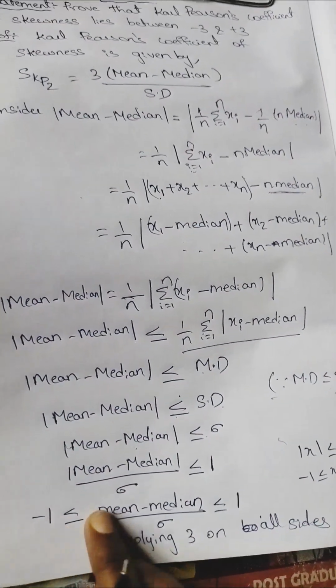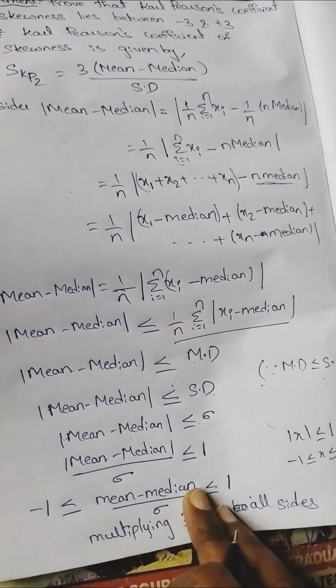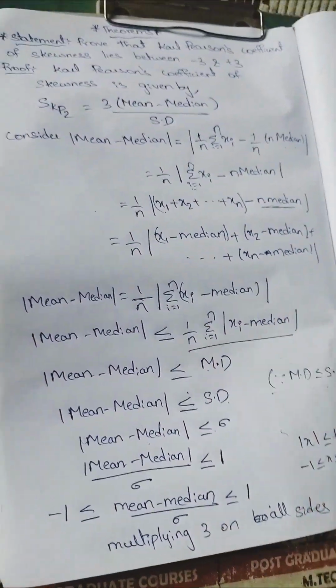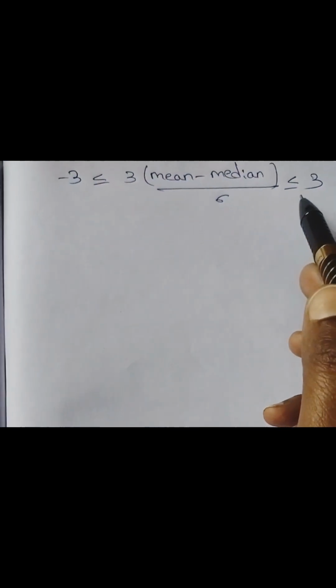Minus 3 less than or equal to 3 into mean minus median divided by sigma less than or equal to 3. Why I am doing this, I'll tell you in the next step. So finally we got minus 3 less than or equal to 3 into mean minus median divided by sigma less than or equal to 3.